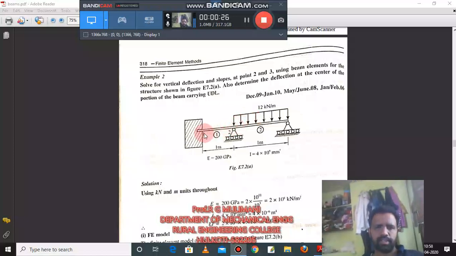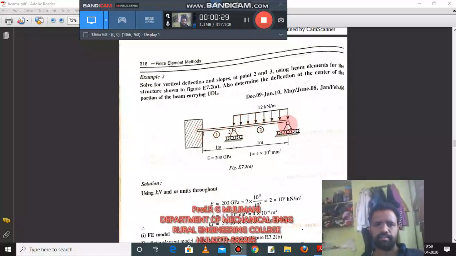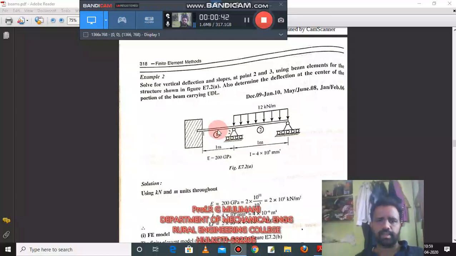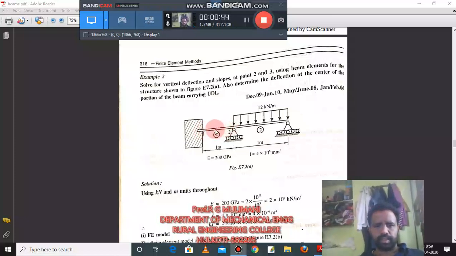So the number of nodes are 1, 2 and 3. We already know that each node has 2 degrees of freedom. So V1 theta 1, V2 theta 2 and V3 theta 3. We need to find the stiffness matrix to find the nodal displacements. So now we have two elements. For element 1 there is no load. So V1 theta 1, V2 theta 2.